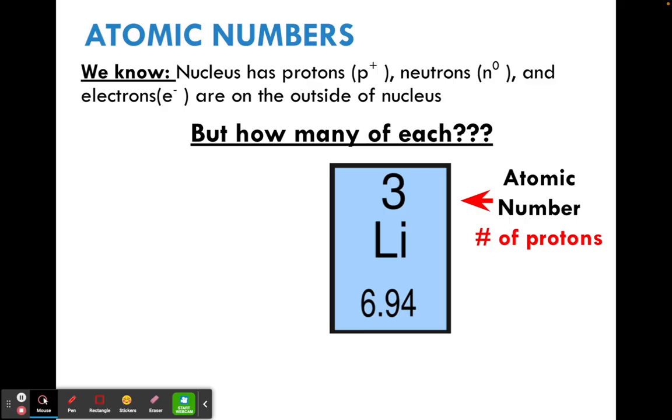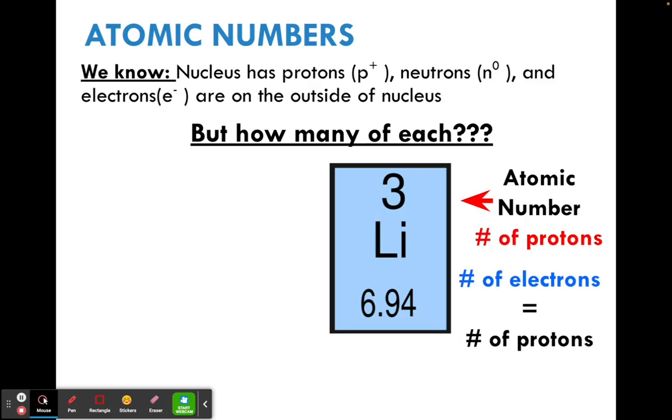So if your teacher asks you how many protons, or what's the atomic number, or how many protons does this have, you would look for that number on the periodic table above the symbol. Usually it's above the symbol, and it's always a whole number. You don't have fractions of protons, you just have whole number protons. So that's the atomic number, and the atomic number tells you the number of protons.